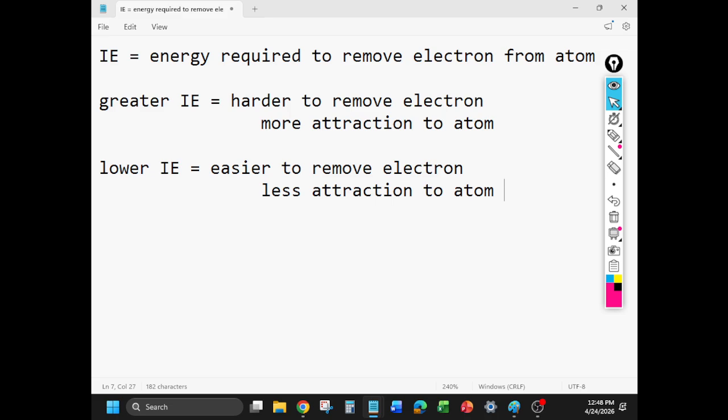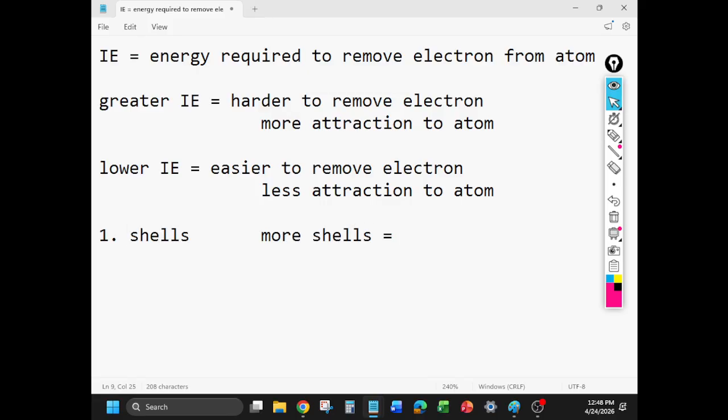So hopefully that concept makes a little bit more sense. I'm going to go over how to solve the problems for it. That'll be on your exam. And then we'll move on to the next part of ionization energy. All right, so ionization energy depends on three things. The first thing you want to look at is the number of shells.